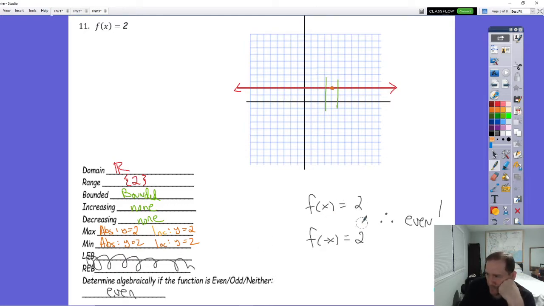So the algebra here is really easy. You don't even have an x to modify, so you don't really have to do any work. You just show that f of x is 2 and f of negative x is also. So that's it. That's, for a simple equation, there was actually kind of a lot here to talk about.